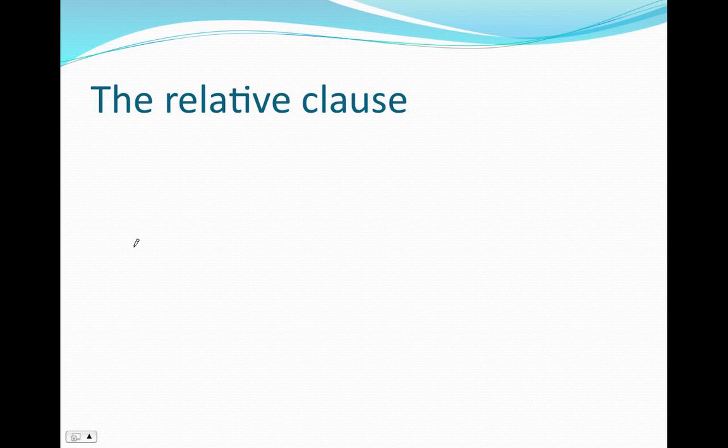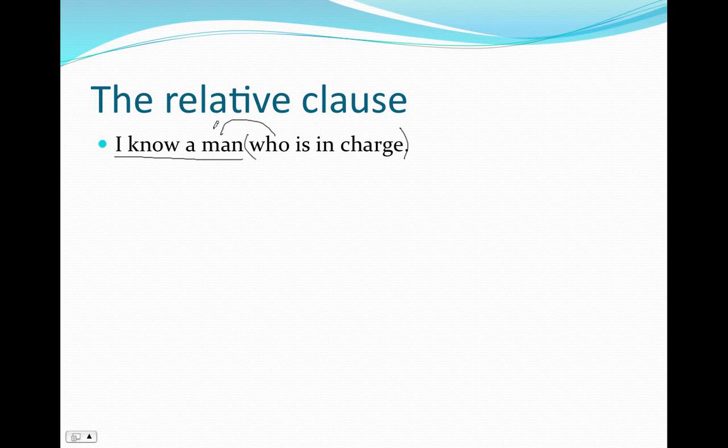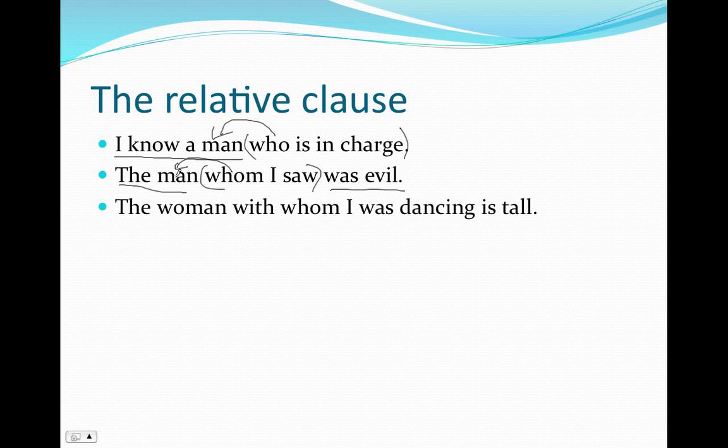So, some examples in English: I know a man who is in charge. Our main clause, our main sentence, is I know a man, and then who is in charge is a relative clause modifying man. It describes the man. The man whom I saw was evil. Again, our main clause is the man was evil, and whom I saw is the relative clause, again describing the man.